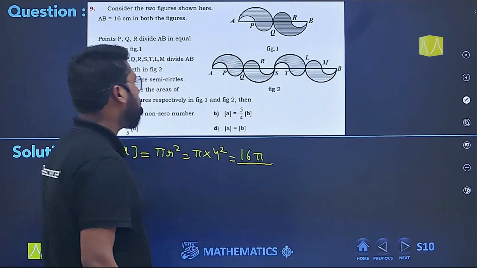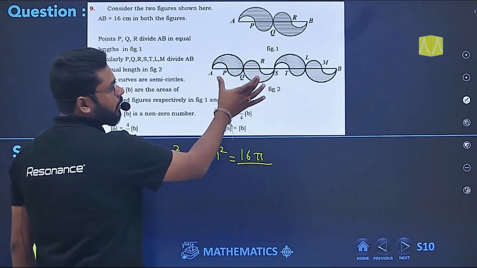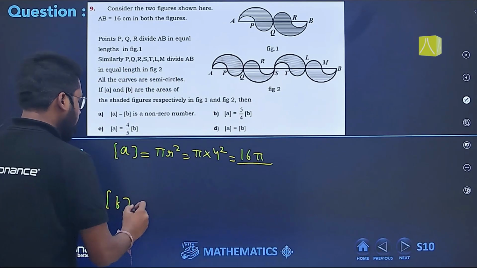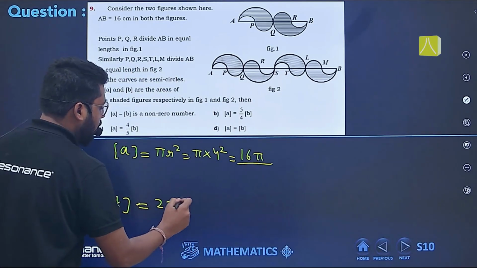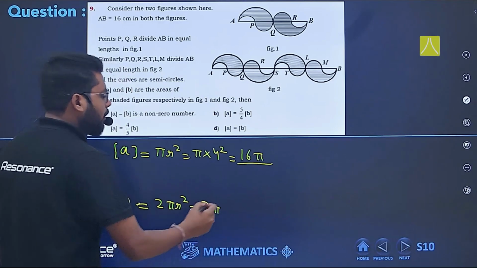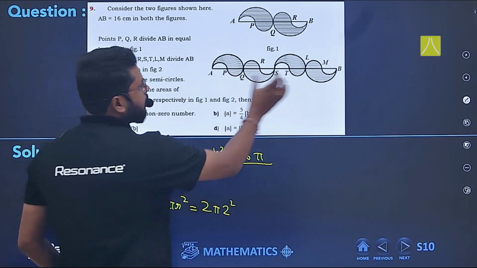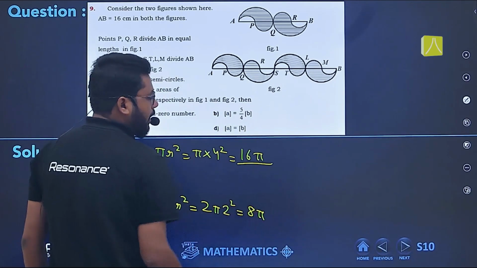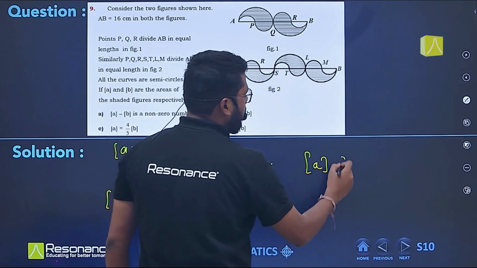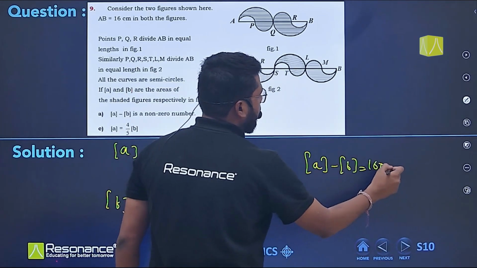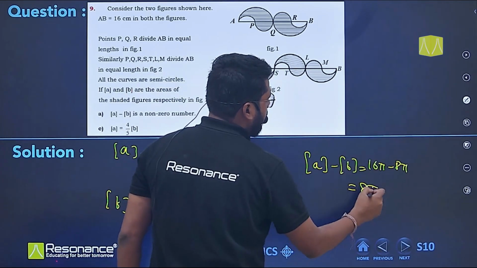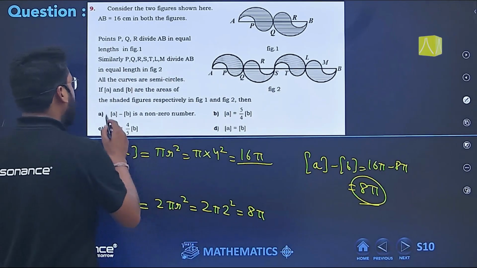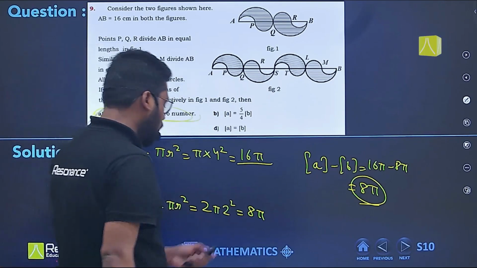Now for part B, these two semicircles make one circle, and again these two semicircles make one circle. So these are two complete circles, so B will be 2 pi r square. The radius will be 2 here because these are 8 divisions, and 16 by 2 is 8. So the total area will be 8 pi. We can see that A minus B is 16 pi minus 8 pi, that is 8 pi, and it is a non-zero number because pi has its value 22 by 7 or 3.14. So A is correct because A minus B is a non-zero number.